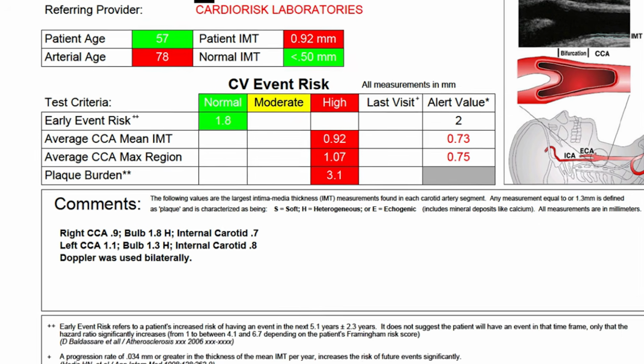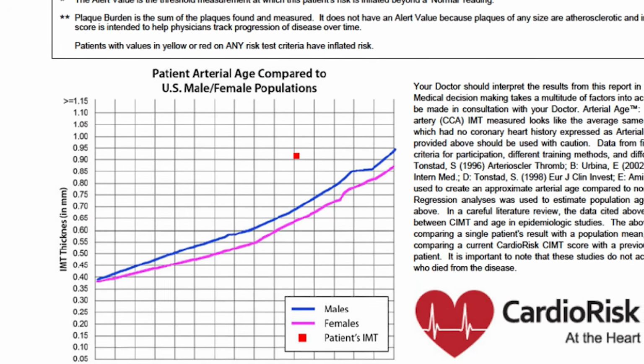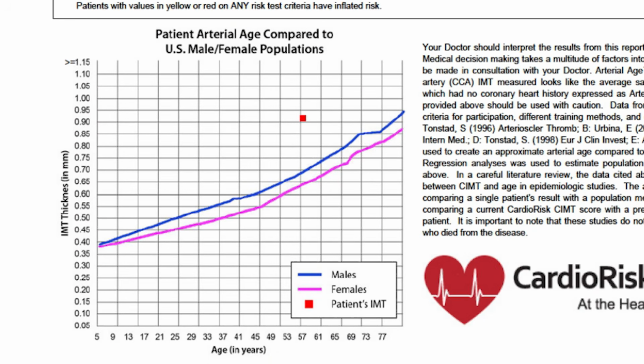Now, intermediate thickness tends to increase as we age, and in the bottom left corner of the first page of a CARDIORISK scan, you can see the graph for men and women, and so they plot what is the typical or expected intermediate thickness at any given age. So you can see in the line going up from left to right.